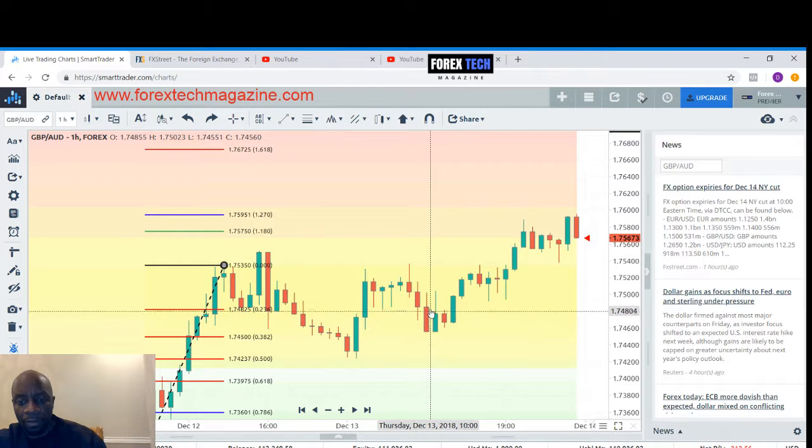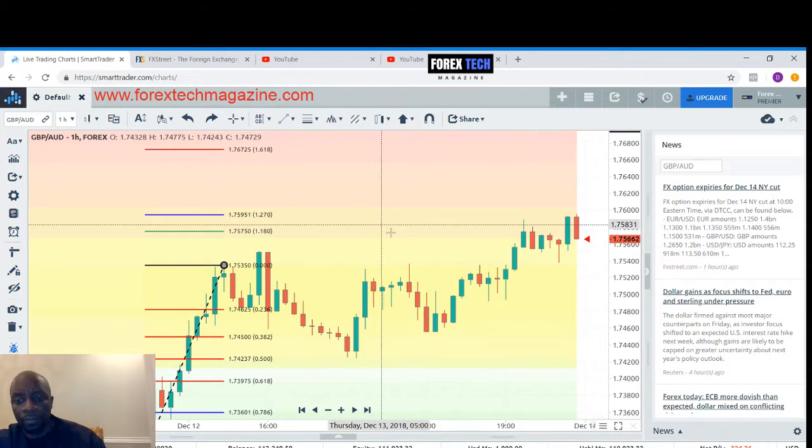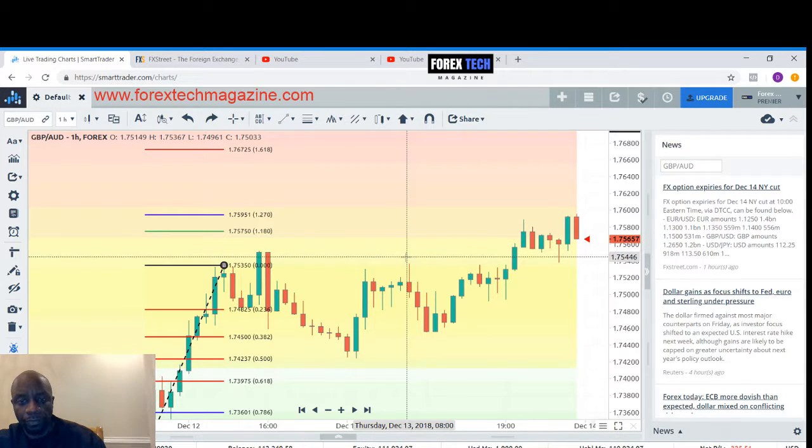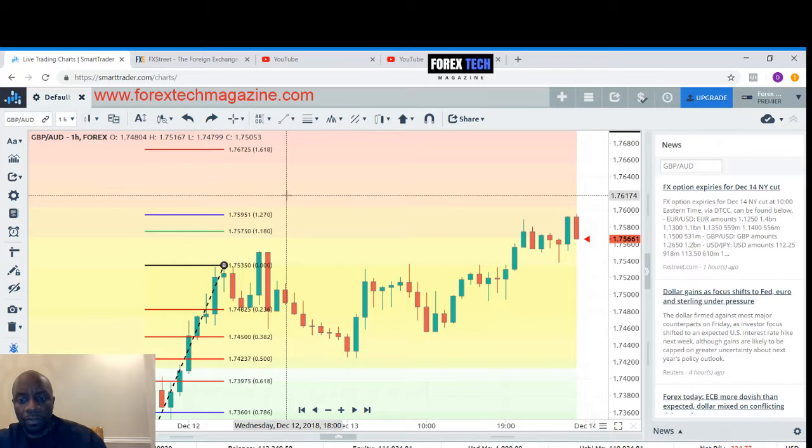As it rises up, keep following those swing lows, man. Keep putting the stop losses there. Use that as some protection. Looks like the red is coming back down. Let's see. This is gonna be one to watch.